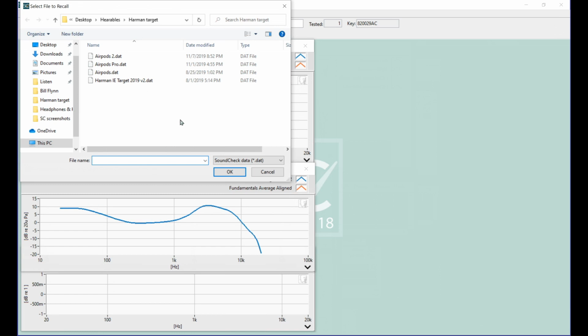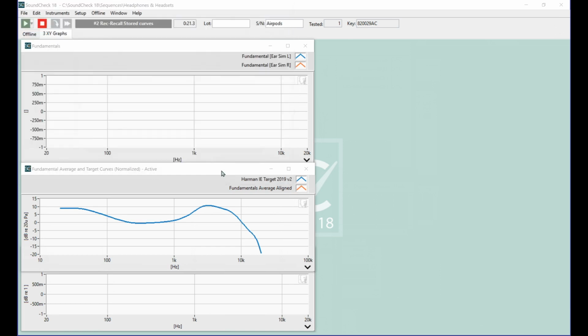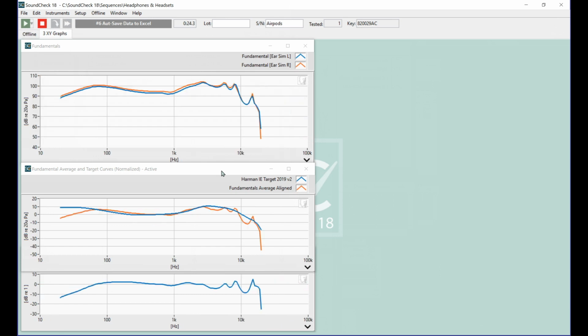Then it asks me for, these are time waveforms typically, or they can be curves. And I'm going to go for AirPods. I'm actually using AirPods Pro tonight for whatever it's worth, because they stay in my ear, unlike the regular AirPods. And you can see the left and right track pretty well, and actually fall on top of the Harman target curve pretty well. And then you see the error curve below.